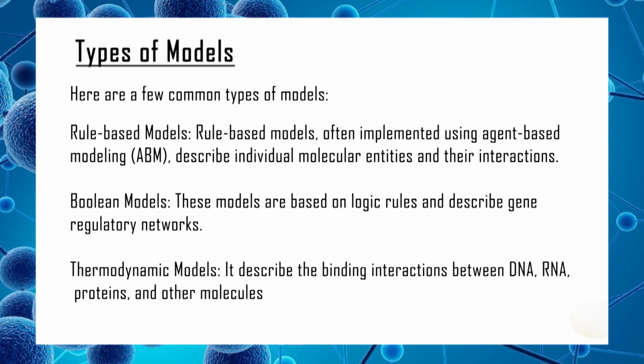The fourth category is known as Boolean models, which use binary variables to represent the on/off state of genes or regulatory elements. These models are based on logic rules and describe gene regulatory networks. Boolean models have a simplified representation of gene expression, but can provide insights into the dynamics of regulatory interactions and identify stable gene expression states.